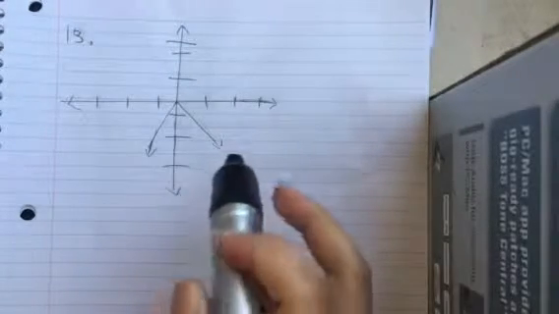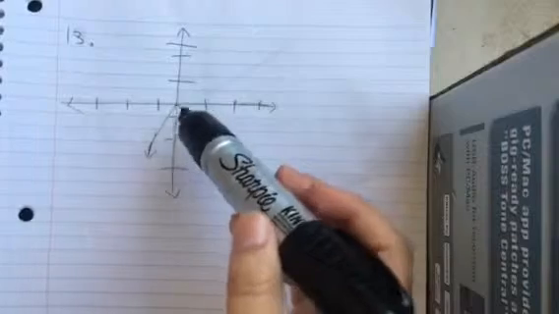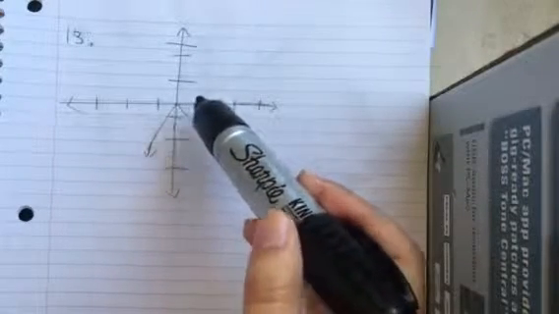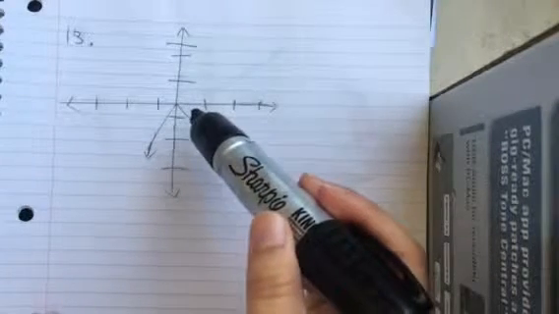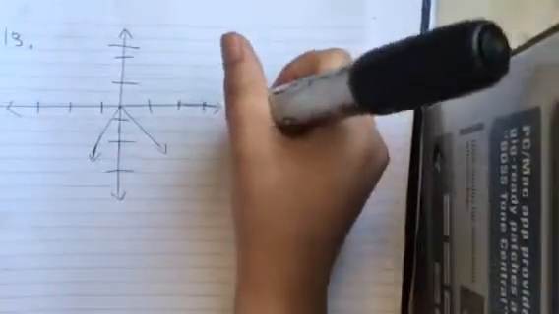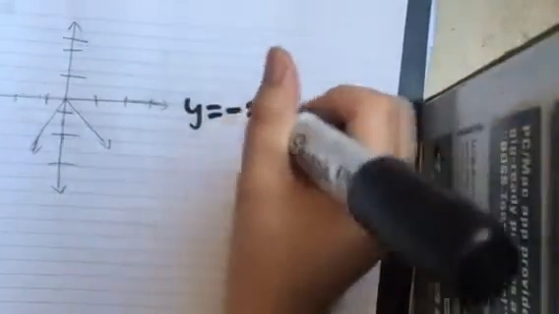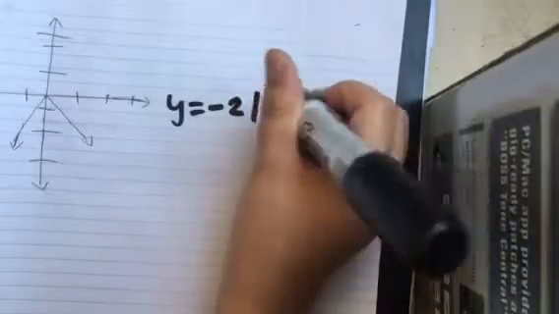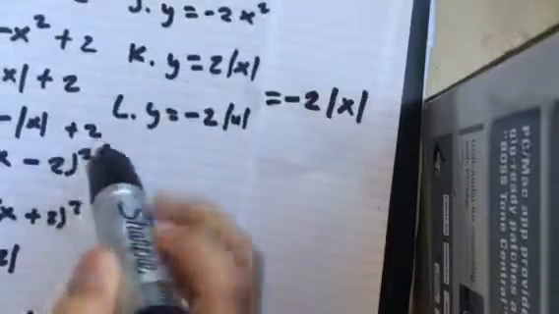For 13, it is an absolute value, and it is at the origin, so the number is not going to be outside x or inside. So it is going to be y equals negative 2 times the absolute value of x. So it is going to be L.